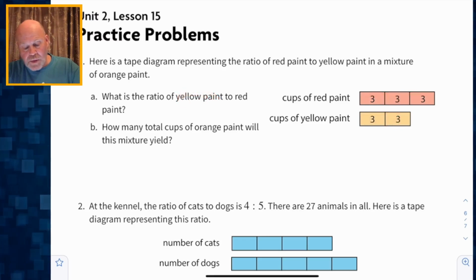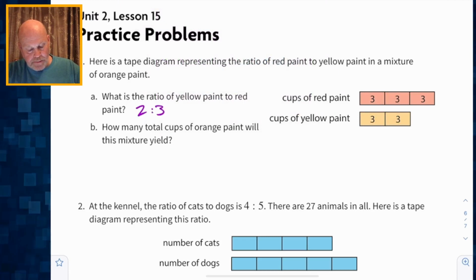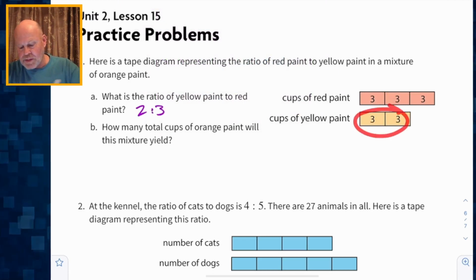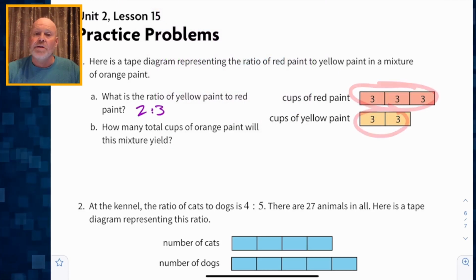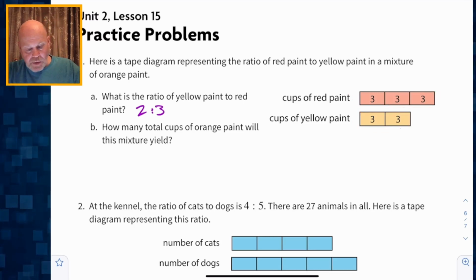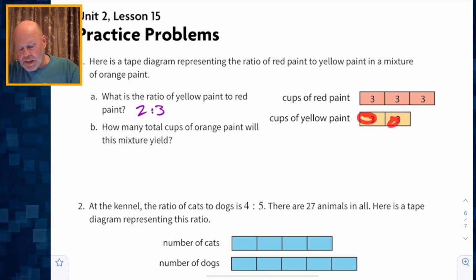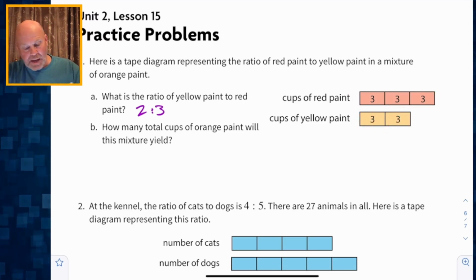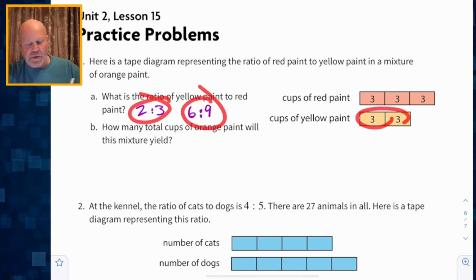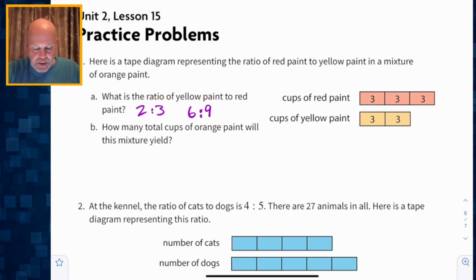So we could either call it 2 to 3, because there's 2 units of yellow and 3 units of red. Or we could just add up the threes, and we would say that's 6 yellow to 9 red. So either one of these ratios would work, right?